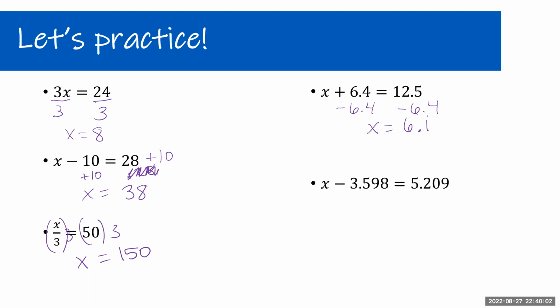And here is an even uglier one, but again, the exact same rules apply. To get x by itself, we need to do the opposite of this. Minus 3.598. Well, we'll simply take plus 3.598 on both sides. And that's going to leave us with x equals 8.807. Again, pause this, make sure you can sort these out and solve them, and you'll be good to go.